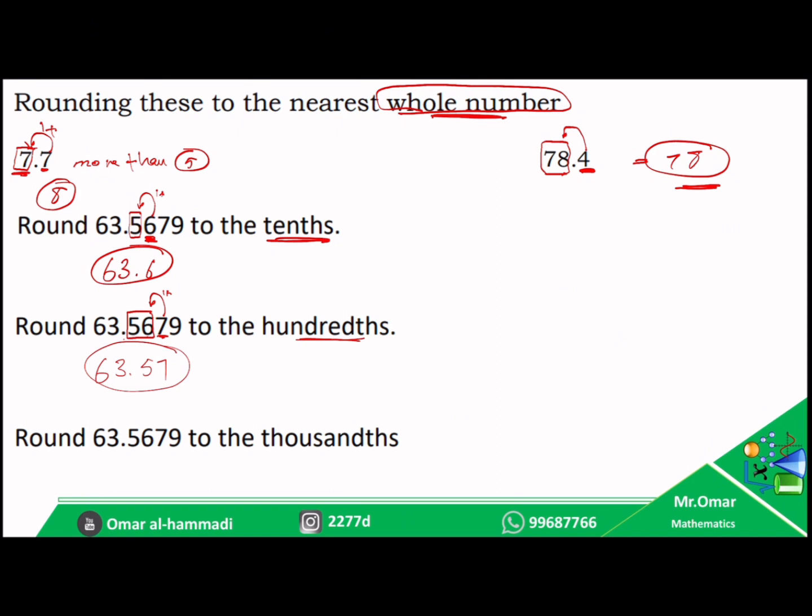Round 63.5679 to the thousandths. When we say to the thousandths, that means we will take the first 3 decimal places, and we will see the 9. 9 is more than 5, so it will give us 1. So we will say 63.568. This is the result when we round it.